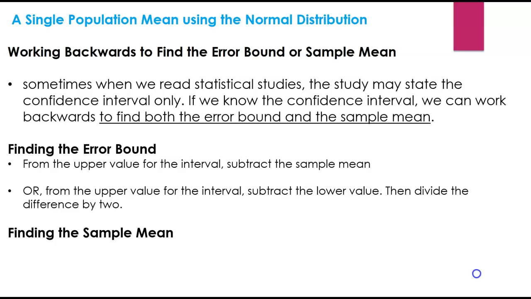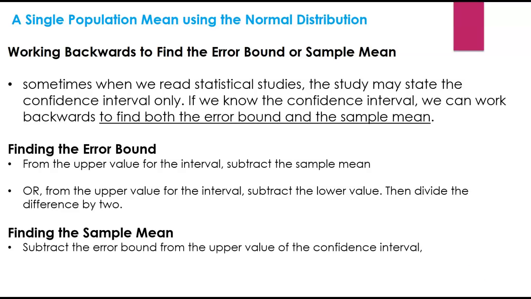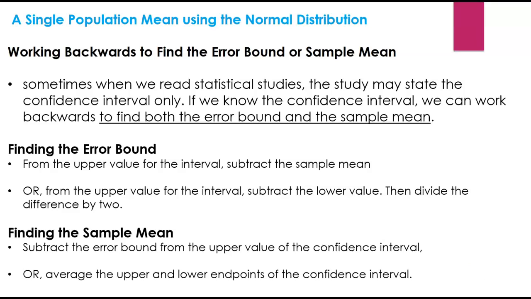Finding the sample mean is similar. We can subtract the error bound, which we could get from the previous calculation, from the upper value of the confidence interval, or average the upper and lower endpoints of the confidence interval. This is almost the same calculation as the second calculation for finding the error bound, except we add the upper and lower bounds together and divide by 2. In general, the second method for both of these is going to be the method that you use because it's simple to apply and you don't necessarily know the mean.